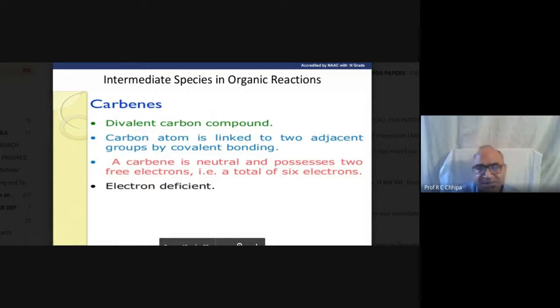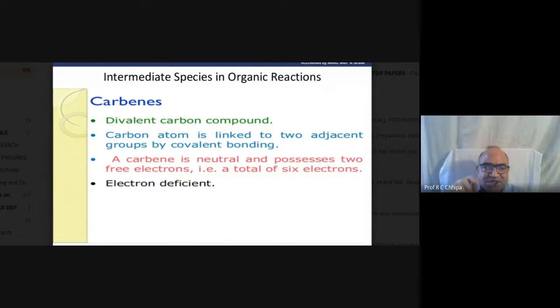So the carbon atom is linked to two adjacent groups by covalent bonding, and carbene is also one of the intermediate species in organic reactions, and is very specific to certain reactions. The carbene itself is neutral, possessing two free electrons. A total of six electrons are there in the case of the carbene, and this does not follow the octet rule. And this carbene itself is electron deficient.